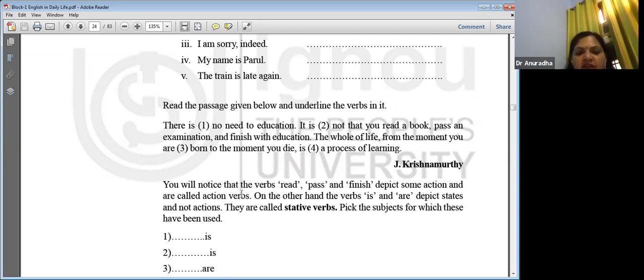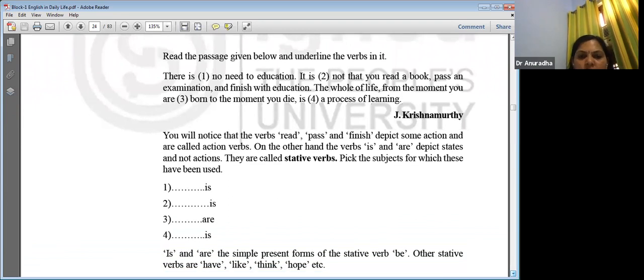So you will notice that the verbs read, pass, finish depict some action and are called action verbs. On the other hand, the verbs is and are depict states and not action. They are called stative verbs. Pick the subject for which these have been used. Now the chosen ones here are is, are and is. Is and are the simple present form of stative verb.